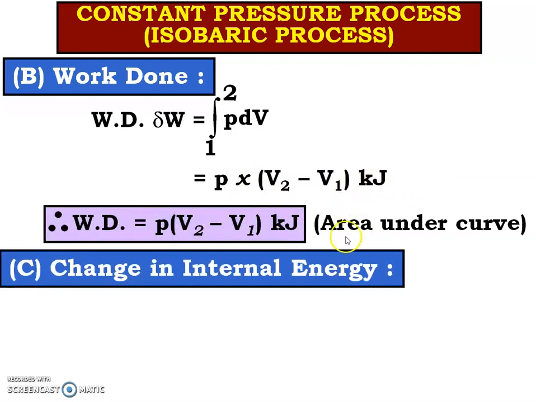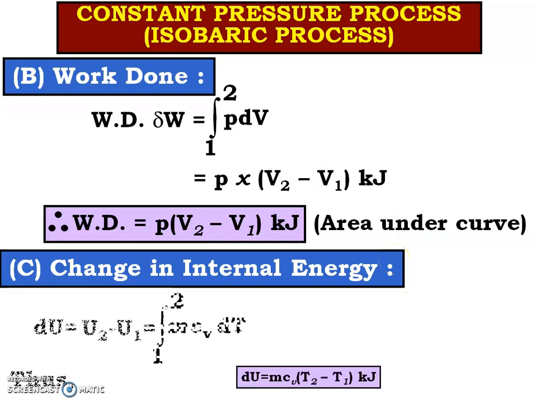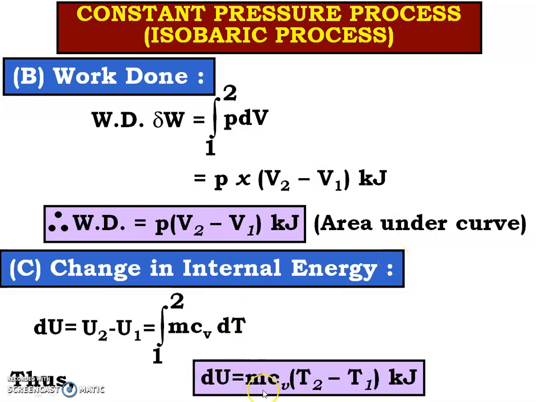Clear? Again it is area under the curve. Now what is the next? Change in internal energy. And what is the equation for change in internal energy? Yes, it is delta U equals mCV delta T, that is T2 minus T1. What is the next parameter that we have to study?